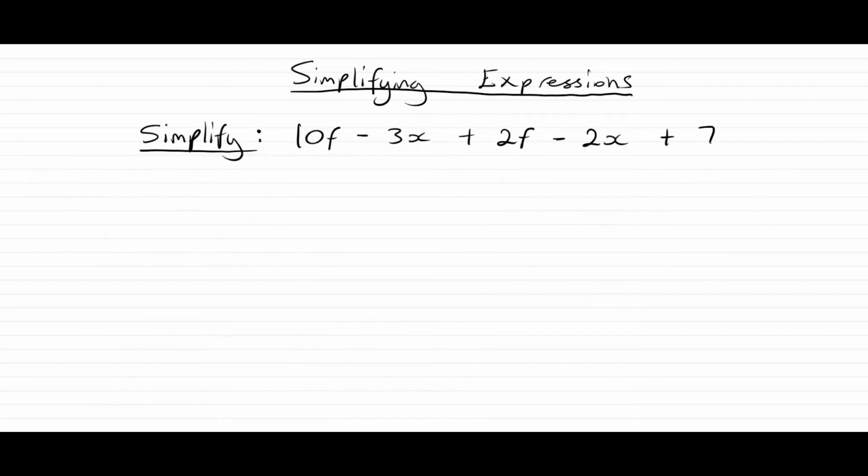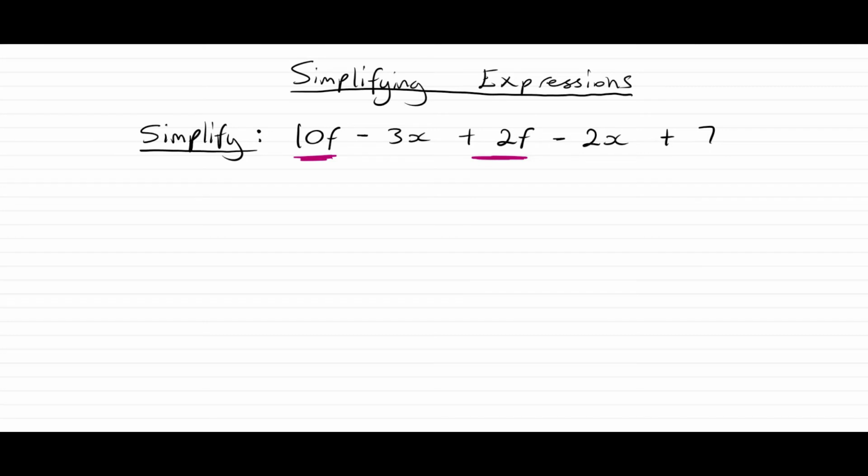So boom, you may be asked this in an exam, or you may just have to do it as part of a question, okay? So you're asked to simplify 10f minus 3x plus 2f minus 2x plus 7. Right, so how I tackle this is I'll just look at the terms that are the same. So we've got 10f and plus 2f, okay?